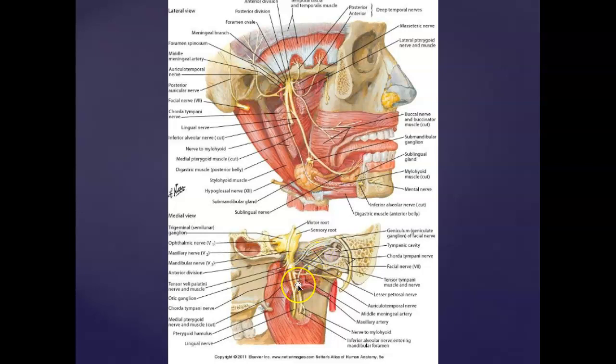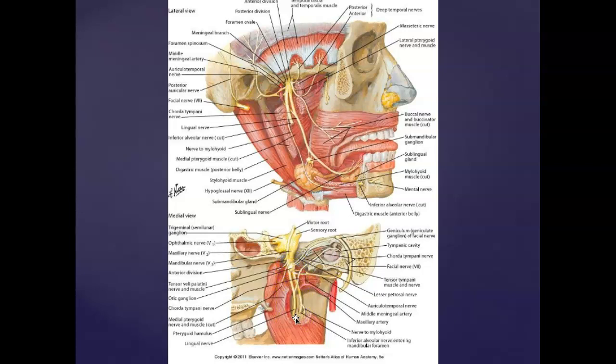Now, what's interesting about this is that it provides sensation to the anterior 2/3 of the tongue, but it also allows the facial nerve to be a mixed nerve. Remember, the facial nerve is basically for muscles of facial expression, but it also gives this sensory nerve joining with the lingual nerve from the mandibular branch of 5 to the anterior 2/3 of the tongue.